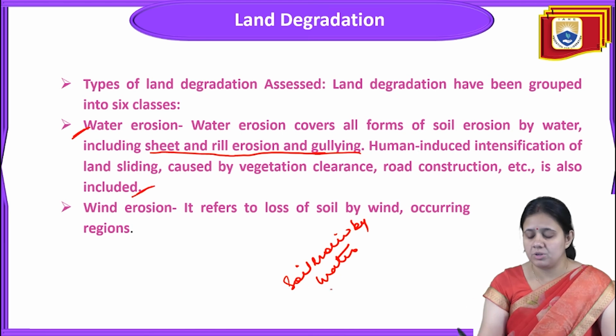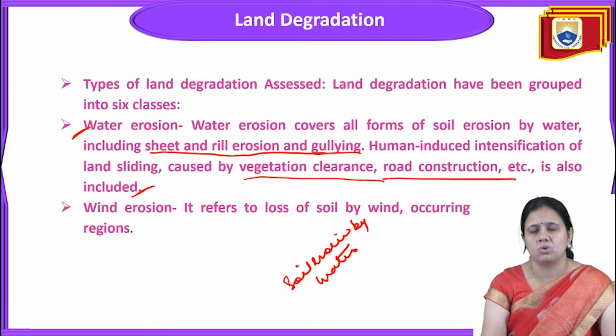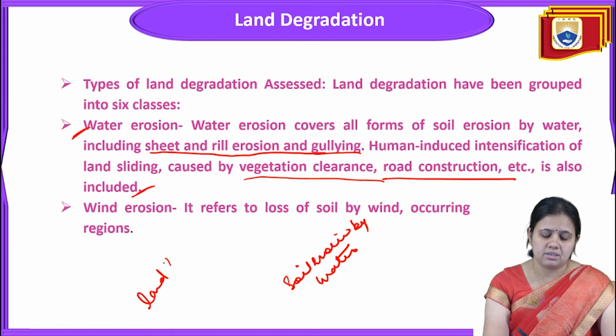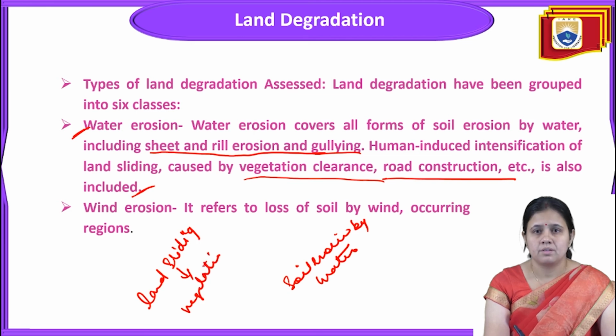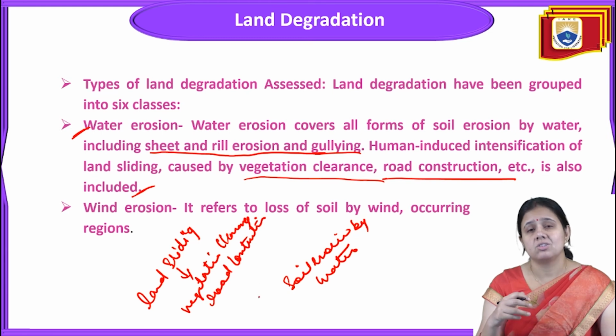So there is some human induced behavior, like vegetation clearance and road construction. Landsliding will be caused due to vegetation clearance and road construction in a hilly area. This kind of condition will be created, and that will lead toward land degradation by water erosion.